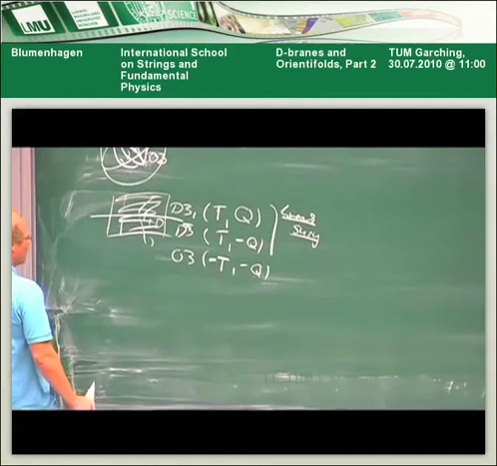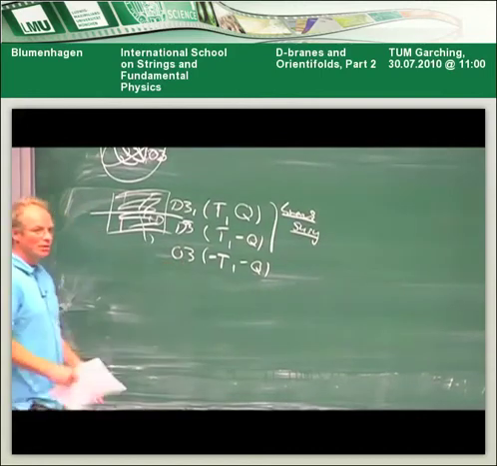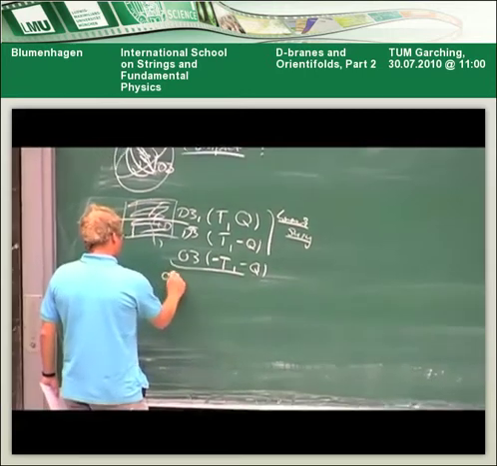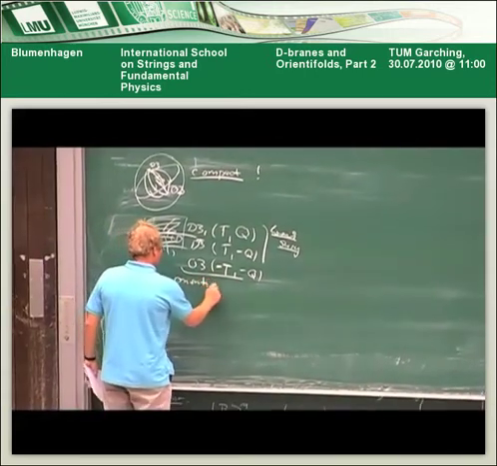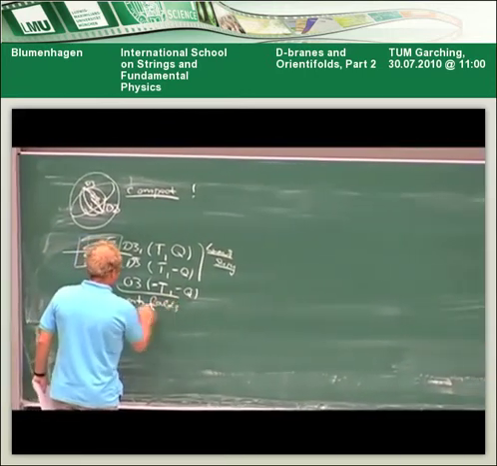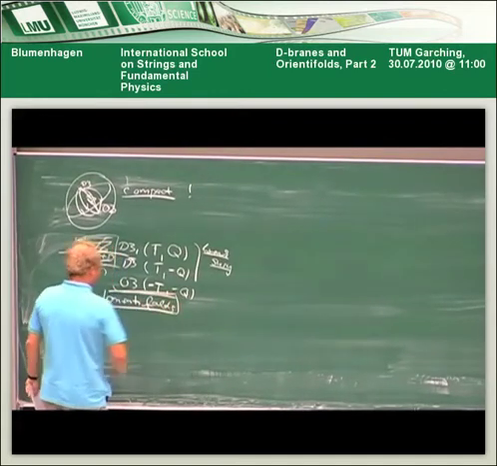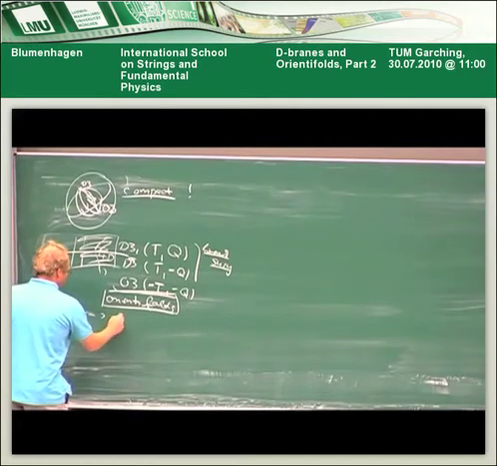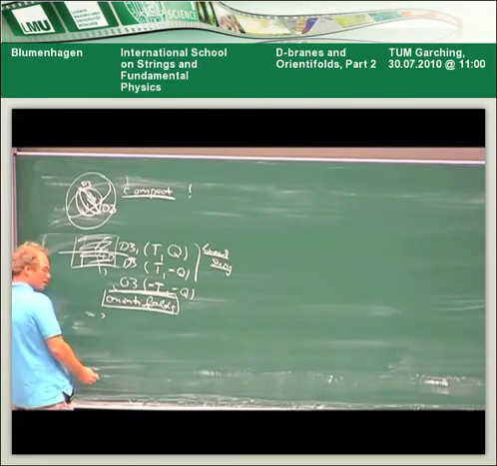And I already denoted them as O3. So these objects with this property, these are what are called Orientifold planes. And we'll see that they can really appear, and they do show up in string theory. And they are also related to the classification even of 10-dimensional superstring theories.